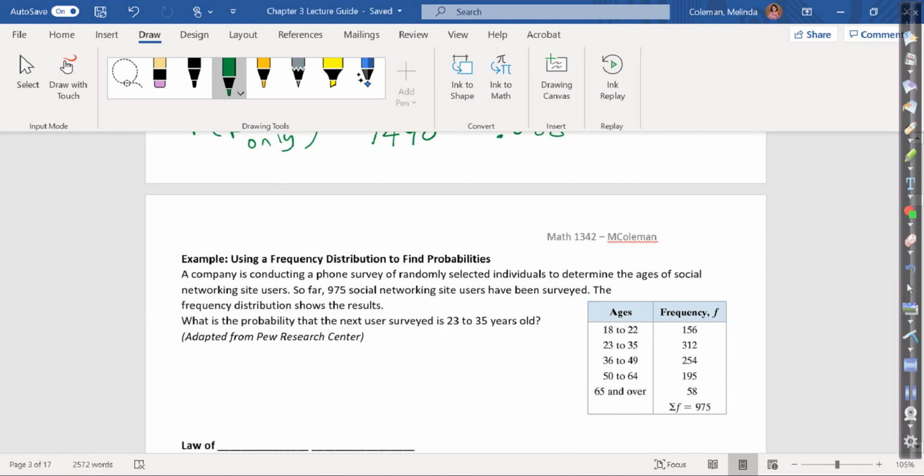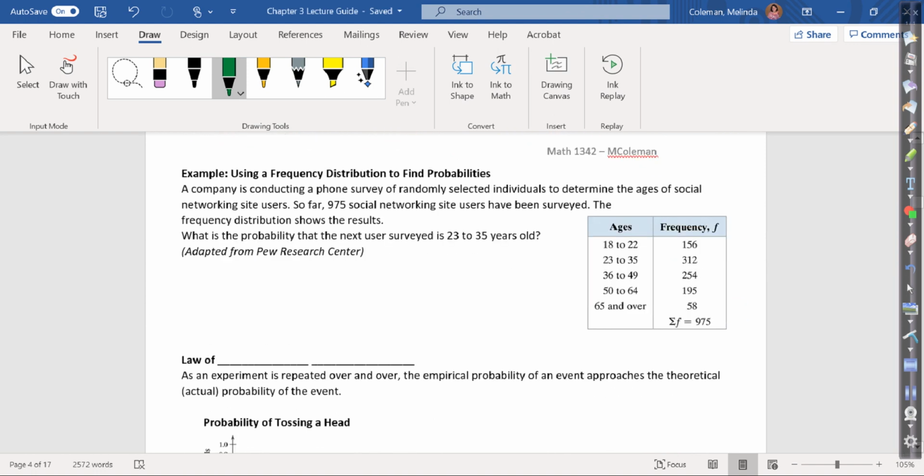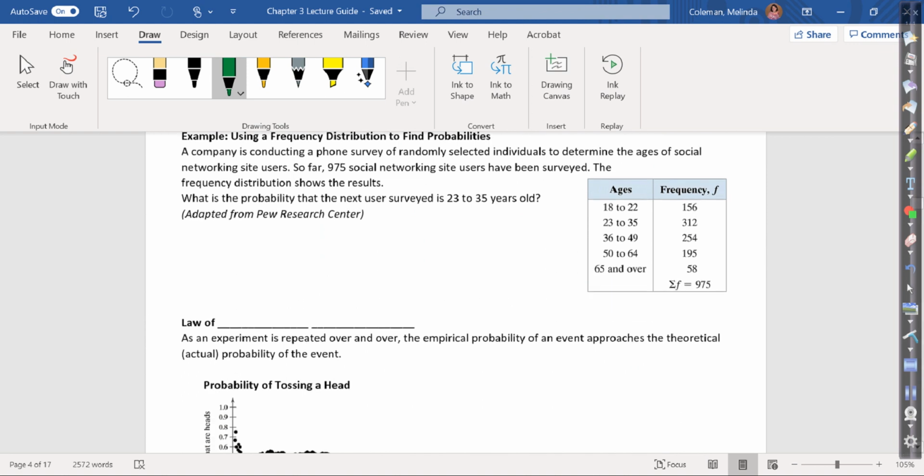All right. So another example: a company is conducting a phone survey of randomly selected individuals to determine the ages of social networking site users. So far, 975 have been surveyed. The frequency chart is shown to the right. What is the probability that the next user surveyed is 23 to 35 years old? So what's the probability that the next person surveyed is that age?